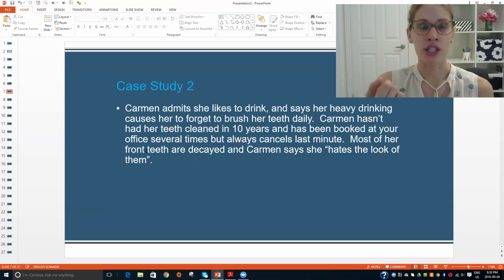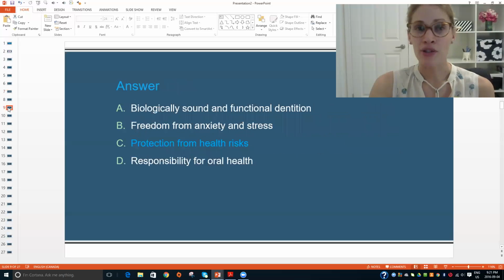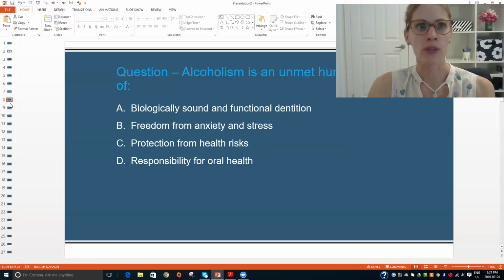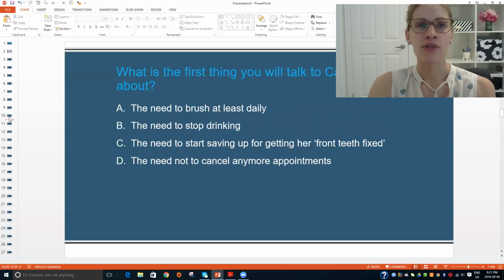If it said she drinks 10 pops a day, and she hates the look of her teeth, well, that's a different conversation, and that would be a different answer, because then you would need to talk about sugar, and that's why her teeth look the way they do. But does everybody understand why? Oh, I'm sorry, I think I just gave you another answer here. Oh, no, we talked about that one. Does everybody understand why the answer is A and not C?